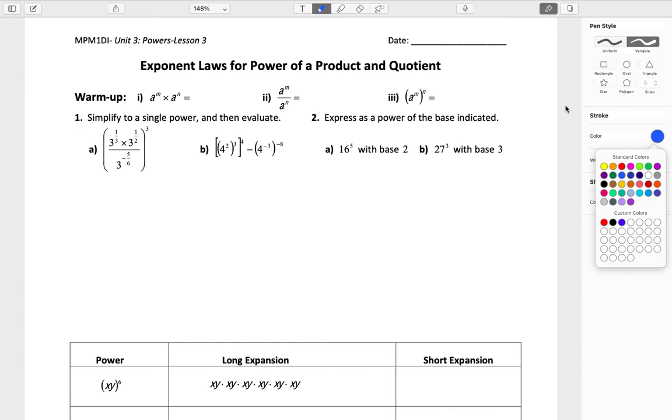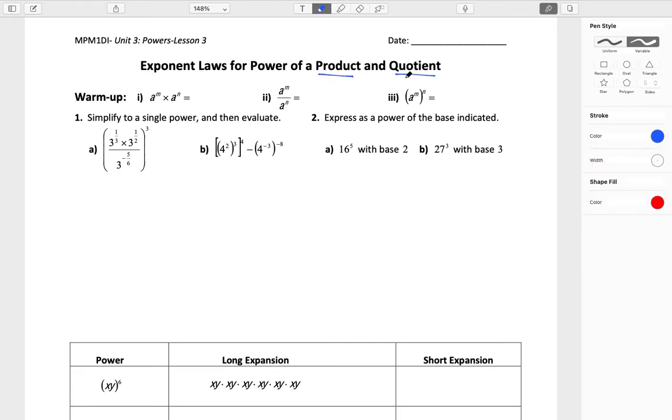Today's lesson, lesson 3.3, we're going to take a look at exponent laws for the power of a product and a quotient. So just a quick review. When we have the same base and we're multiplying, the base stays the same and we add the exponents. On the other hand, if we're dividing, the base stays the same and we subtract the exponents.